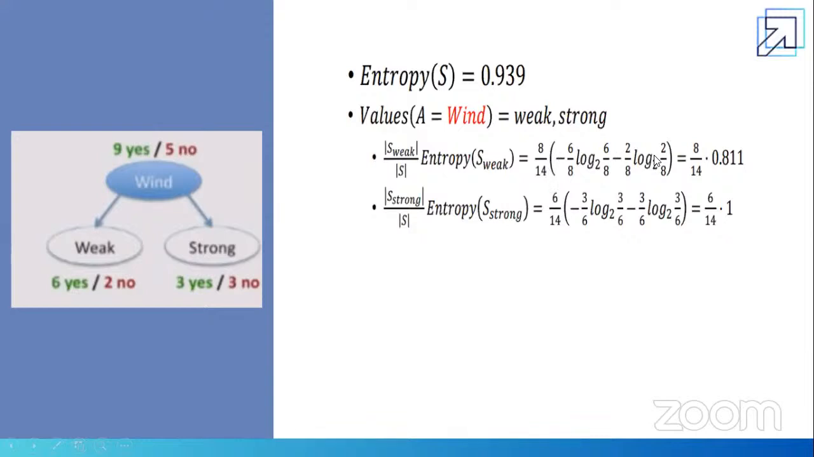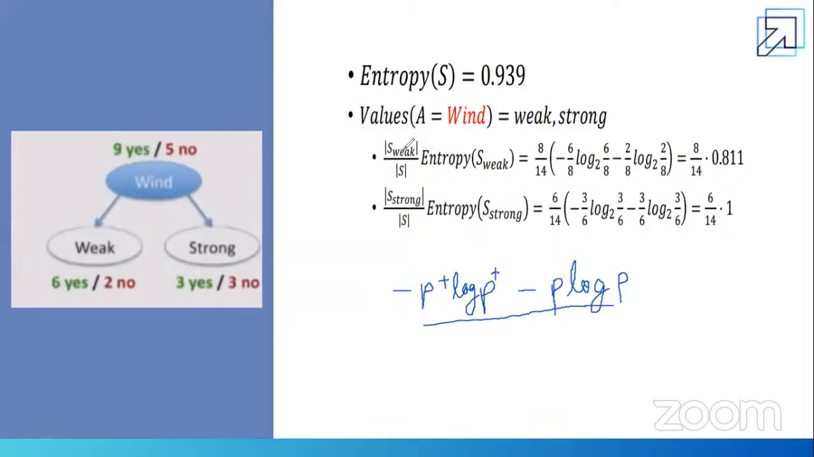Now we have the formula for entropy. So what is the formula for entropy? It is minus P plus log P plus, minus P minus log P minus. Okay. So this is the formula.